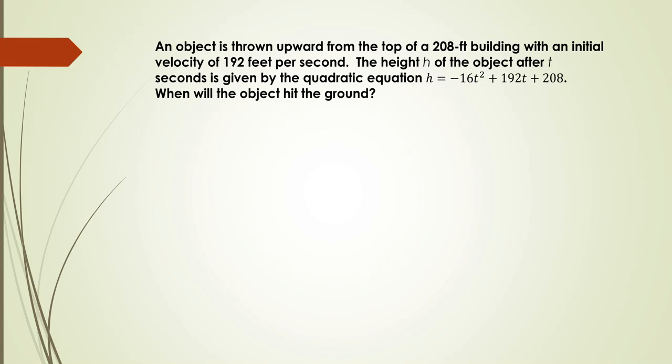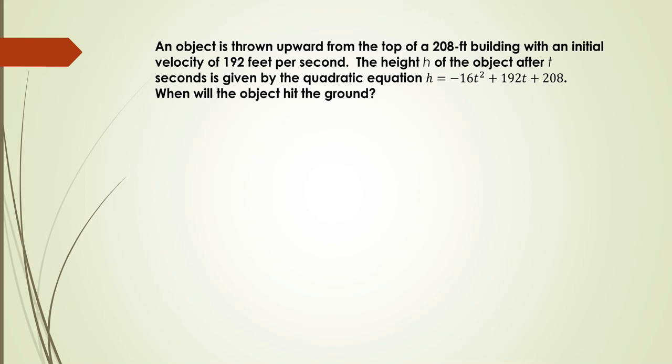In our example, an object is thrown upward from the top of a 208-foot building with an initial velocity of 192 feet per second. The height h of the object after t seconds is given by the quadratic equation h equals negative 16t squared plus 192t plus 208. When will the object hit the ground?